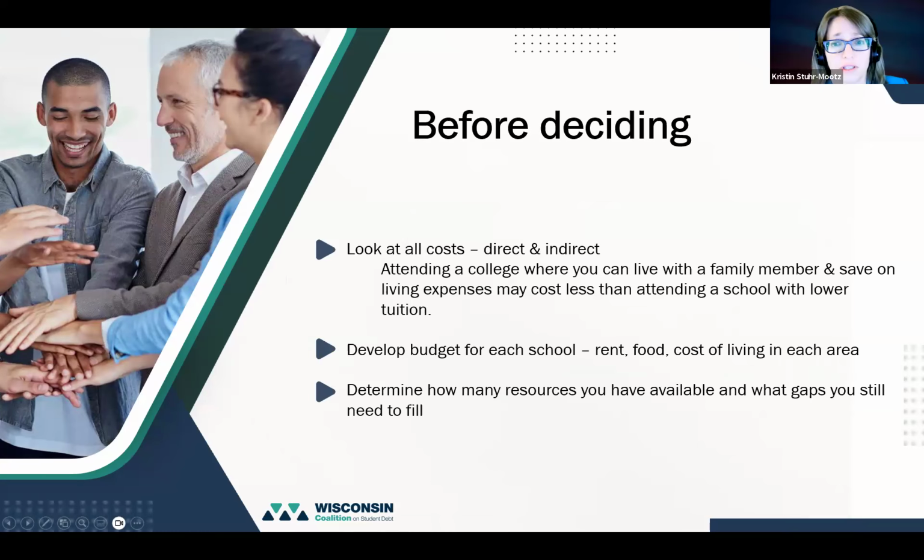And then if you are fortunate to receive multiple offers to schools, you'll want to carefully review all of the information before deciding where to attend. So you can look at all of the costs, both direct and indirect. And then, for example, if you're able to attend a school where you can live with a family member, you may be able to save on living expenses, which could lead to an overall lower cost, even if that school has higher tuition.